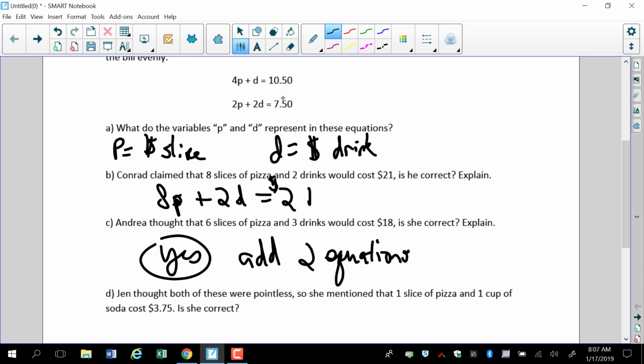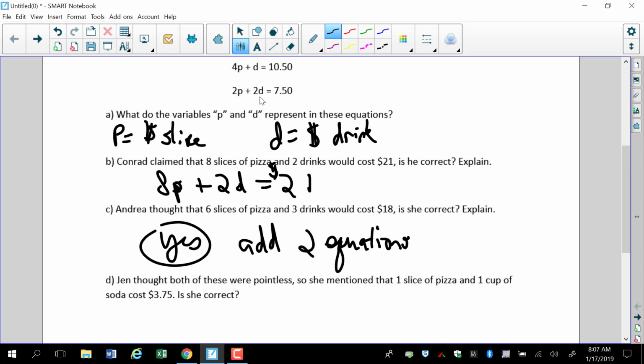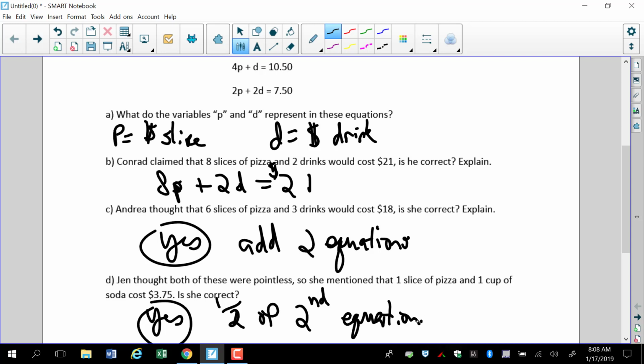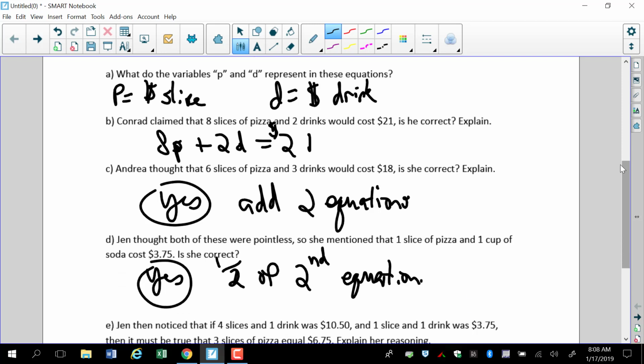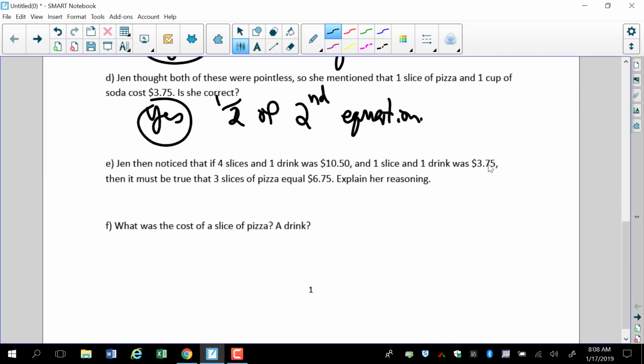So it's another thing that we can do. Notice we were able to double one equation, add the 2 equations. What about 1 slice and 1 drink? Well, if we can double these equations, couldn't we just cut this one in half? Right, this 2p and 2d equation. So again, yes, this is just 1/2 of the second equation. So I'm using this example so you can see how you can manipulate these different types of questions.